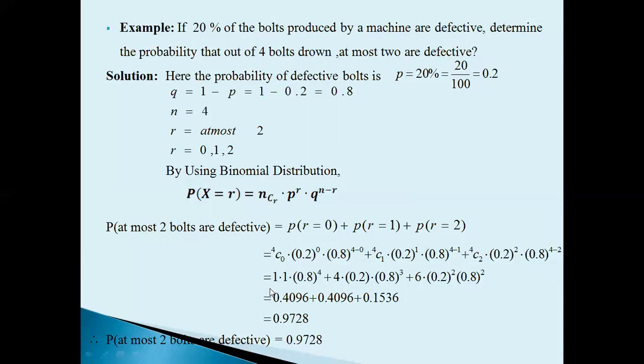Simplifying these terms, we get the probability for r equal to 0 is 0.4096, plus for r equal to 1 the probability is 0.4096, plus the probability for r equal to 2 is 0.1536. Taking the addition of these three terms, we get 0.9728. That is the probability that at most 2 bolts are defective: 0.9728. That is the final answer.